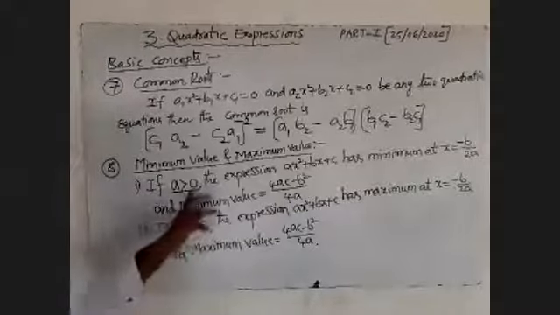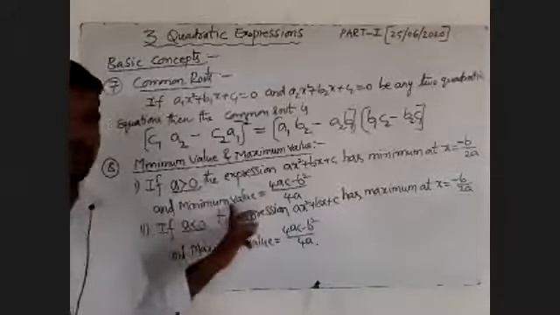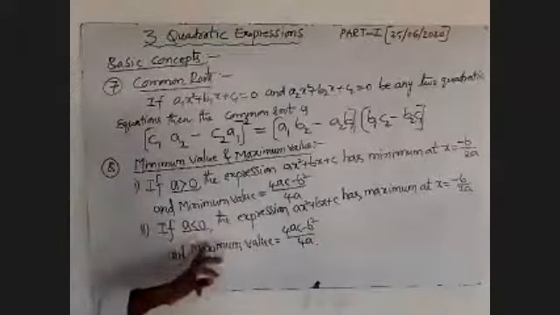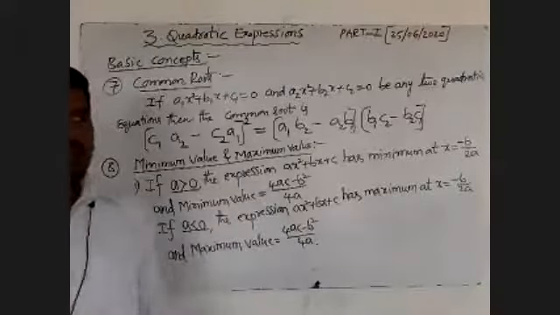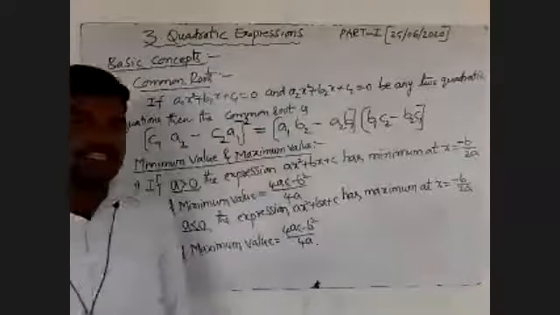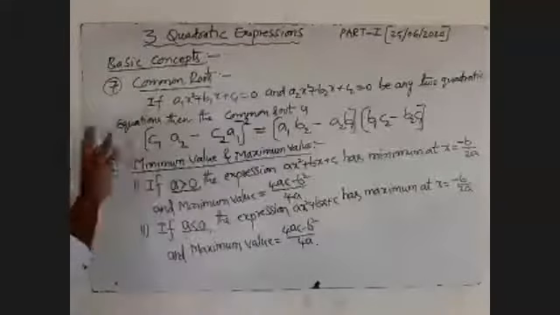Okay, a greater than 0 means the given one is a minimum value. A less than 0 means the given one is a maximum value. These are the main basics in quadratic expressions. We'll write this one, after that I will explain the next one.